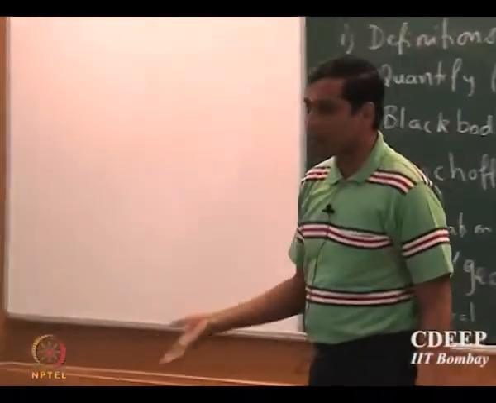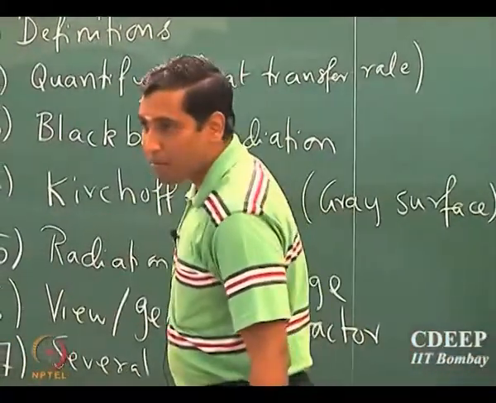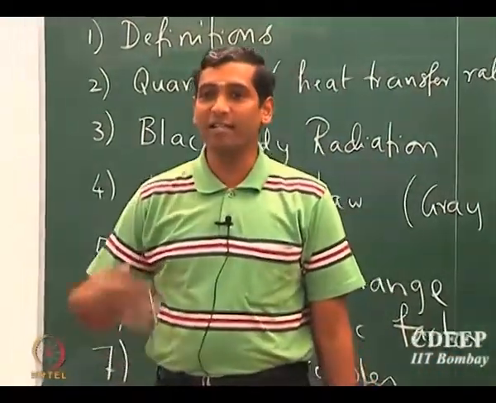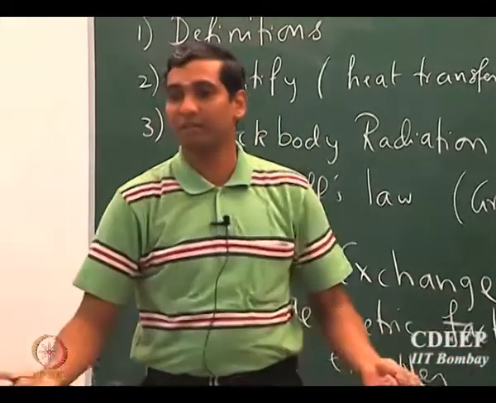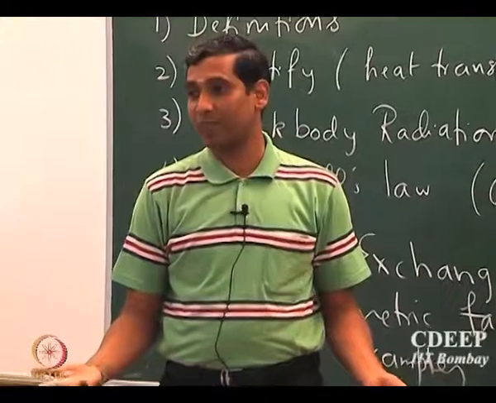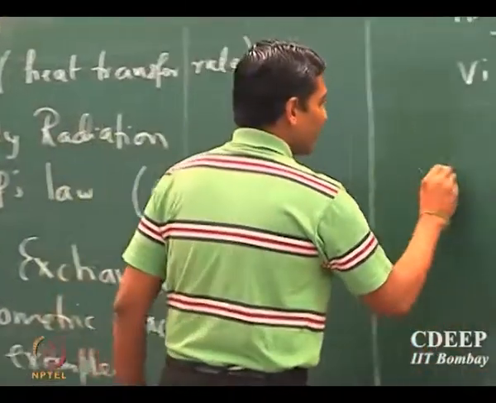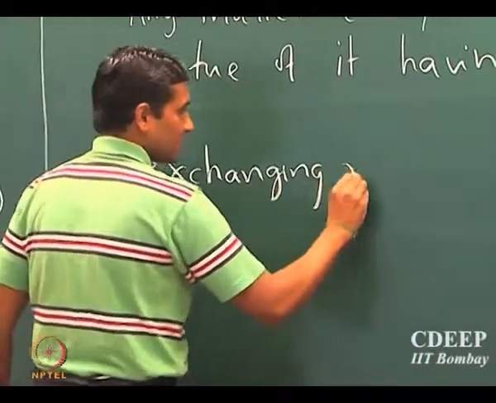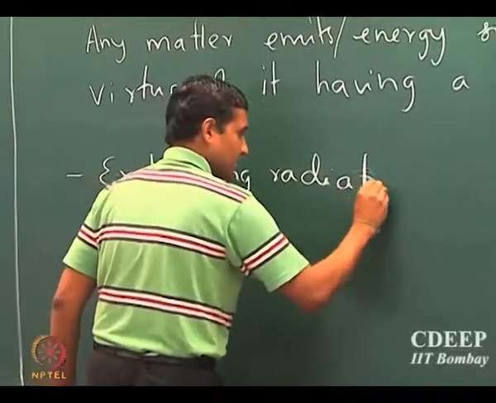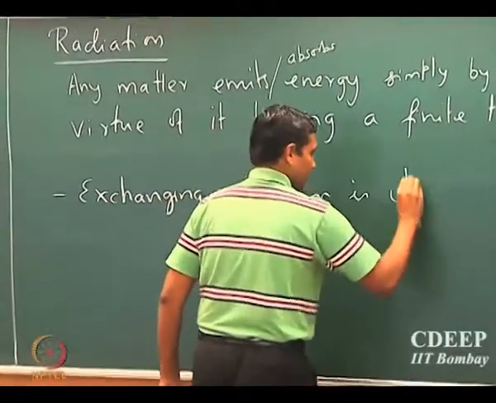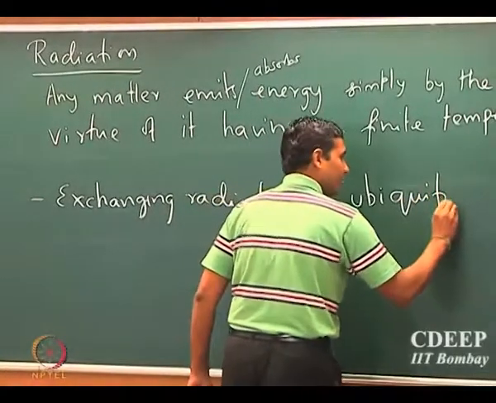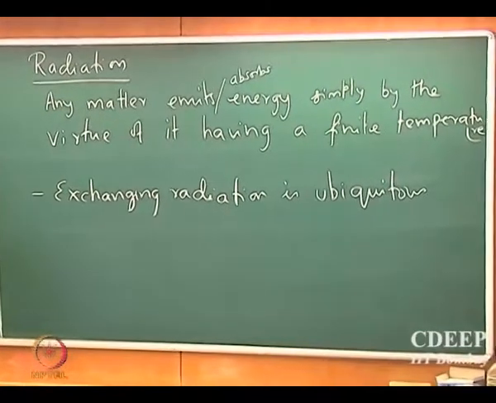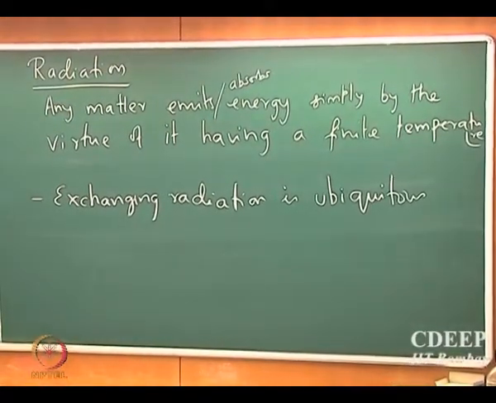In fact, every object in this room is emitting radiation. Blackboard, this bench, etc. Everything is emitting radiation. And it's not just that it is emitting radiation, it is actually exchanging radiation with itself, with all the objects which are present here. So, exchanging radiation is a ubiquitous process. It's found everywhere, it's found in all objects, our hands, everything is radiating.